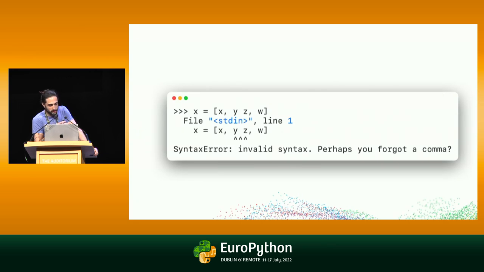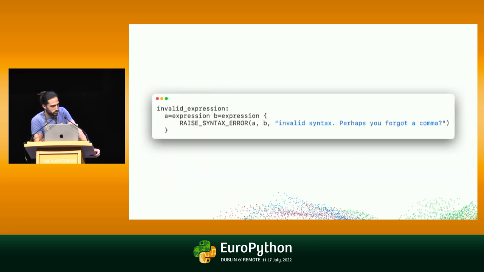Okay, so as an example of why adding error messages is difficult, think about this. Let's imagine that you want to introduce these error messages. You have a list, and if someone forgets a comma between two of the elements, then you want to say, oh, perhaps you forgot a comma. So let's try to implement this together. How do you do that? Well, you go to the grammar of the language, and now it's a PEG grammar. You don't need to understand what this means, but I will more or less give you the idea.